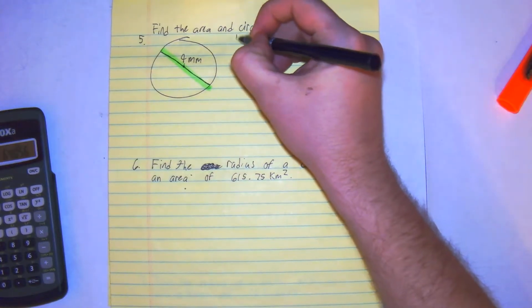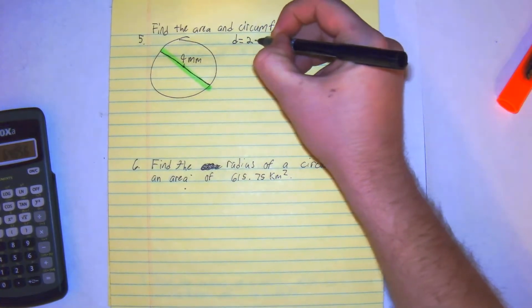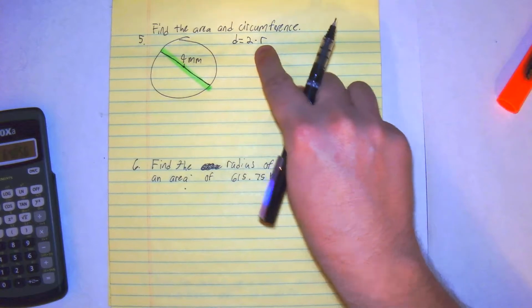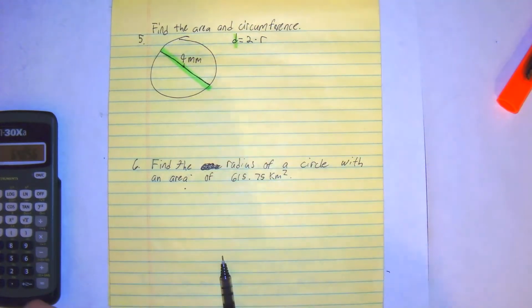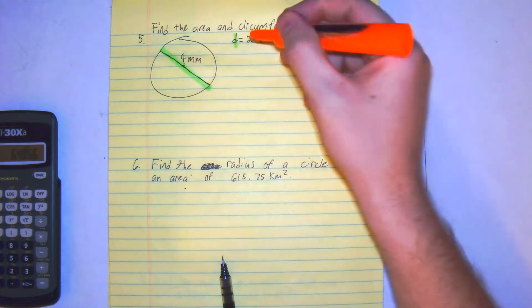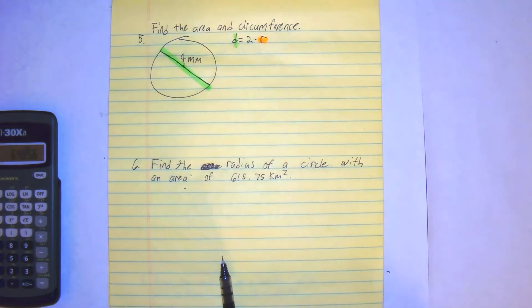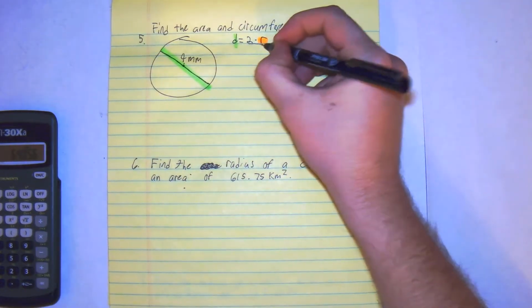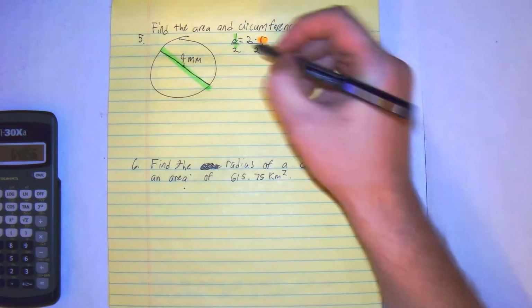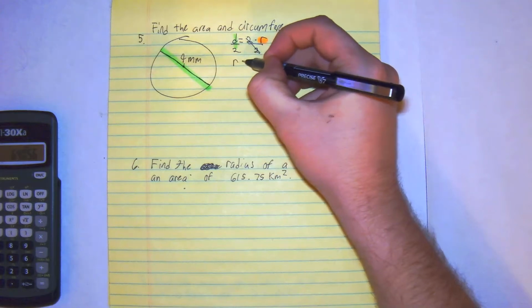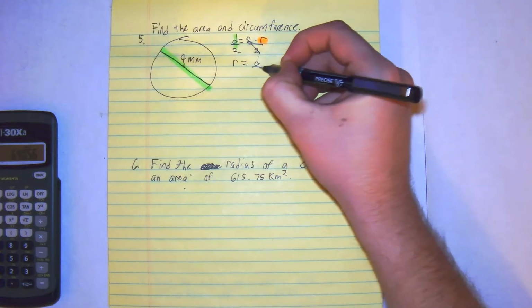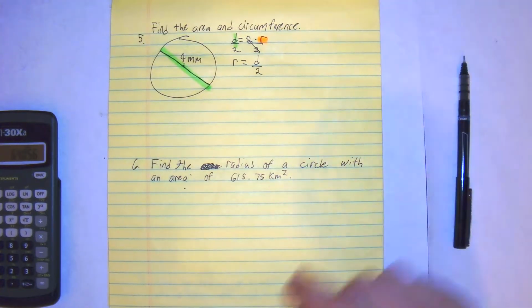So we know diameter is equal to 2 times the radius. What we're trying to find, so we can use the area formula, is we're trying to isolate R. The way you can isolate R, divide both sides by 2. Cancels. You get, I'm going to rearrange it, R is equal to D over 2.